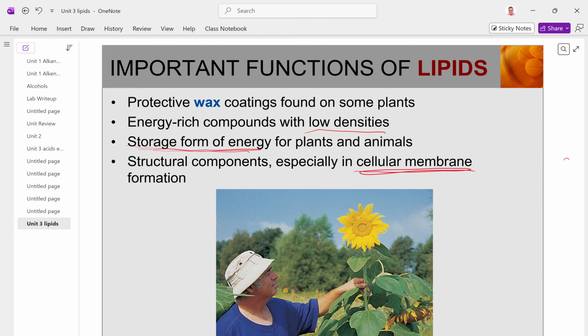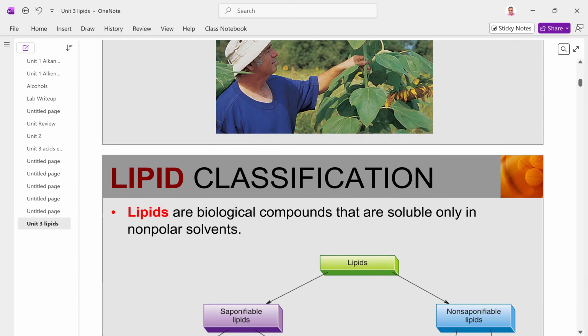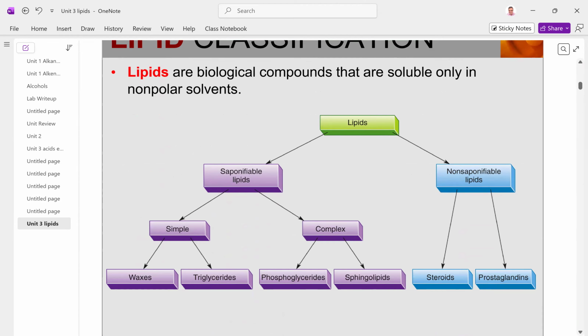You probably in your biology class talked about phospholipids. That's what we're going to talk about right now. These are the classifications. If we talk about lipids in general, there's saponifiable lipids. Remember, that's a lipid or an ester in an alkaline environment. And there are simple and complex ones. And then there are non-saponifiable ones. That means there's no ester.